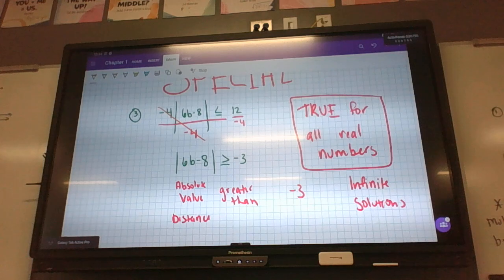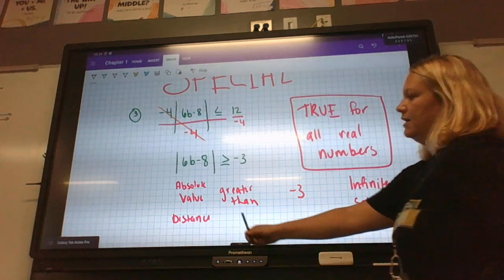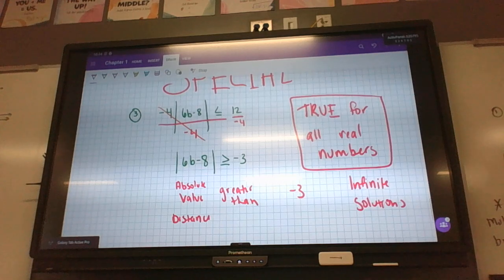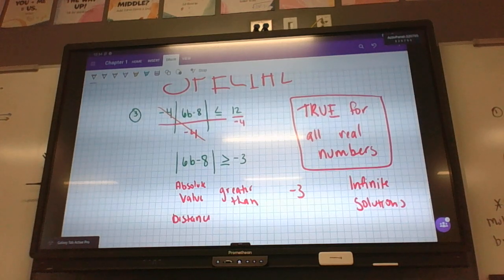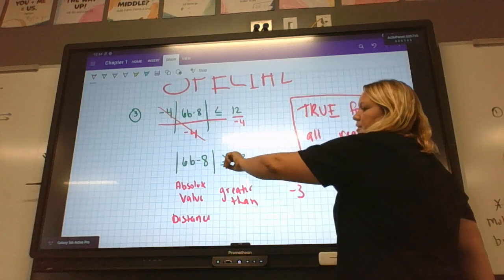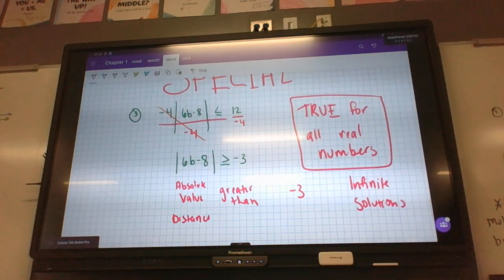I can put any number from infinity to negative infinity in here, and it'll always come out right. It's always true. Okay? And that is because my bars are still there, and it's showing greater than a negative. Now we can start homework. Sorry about that.